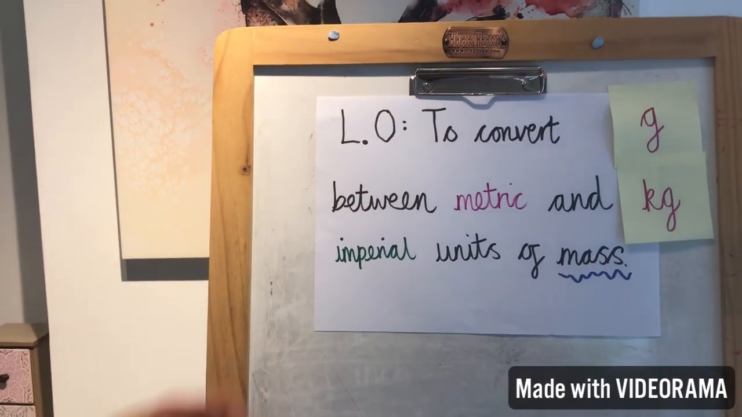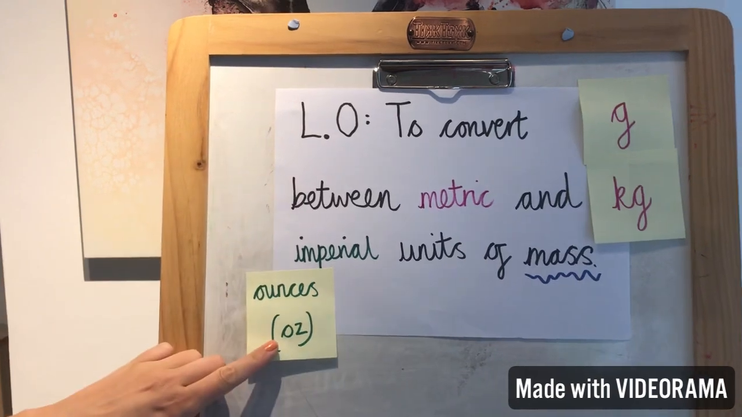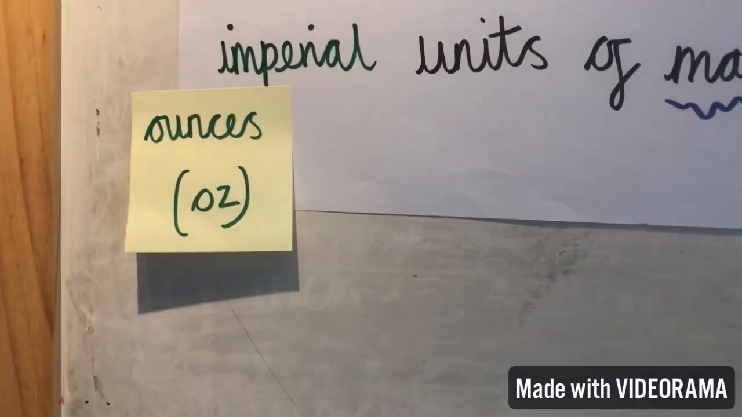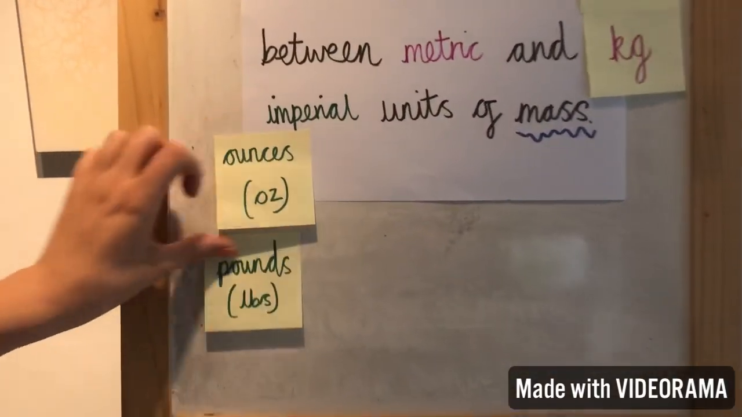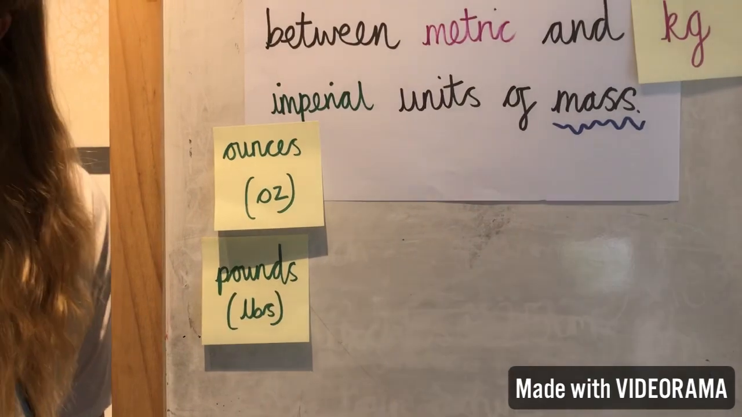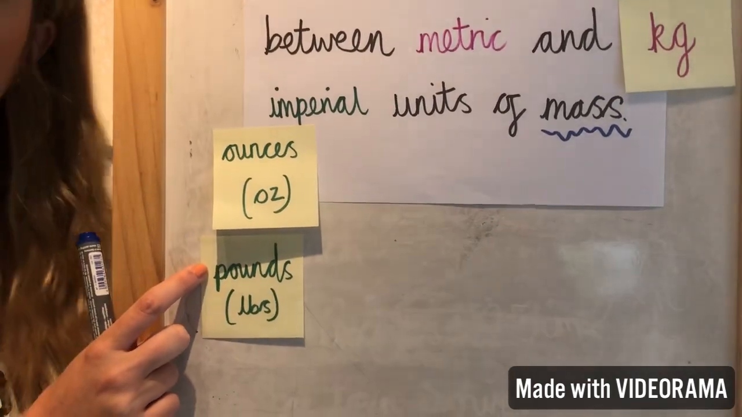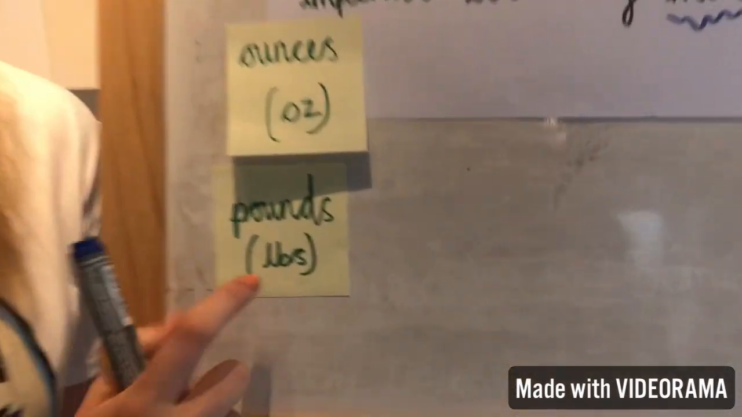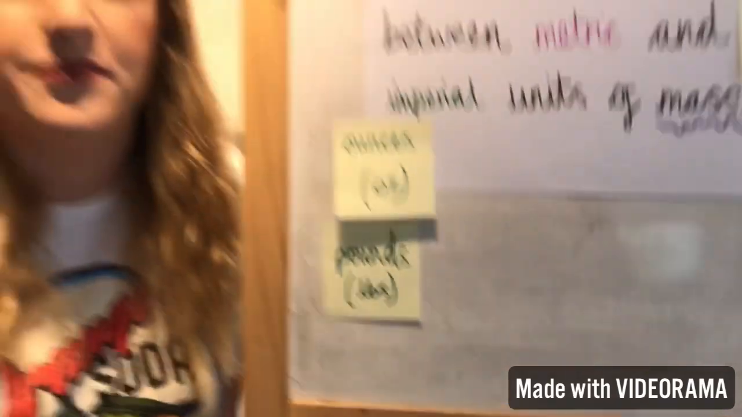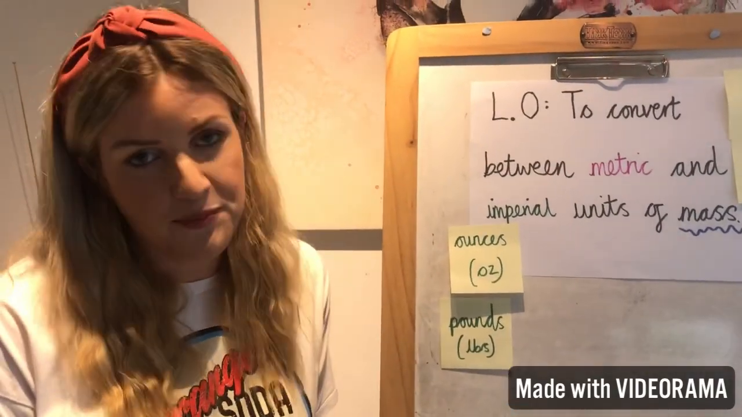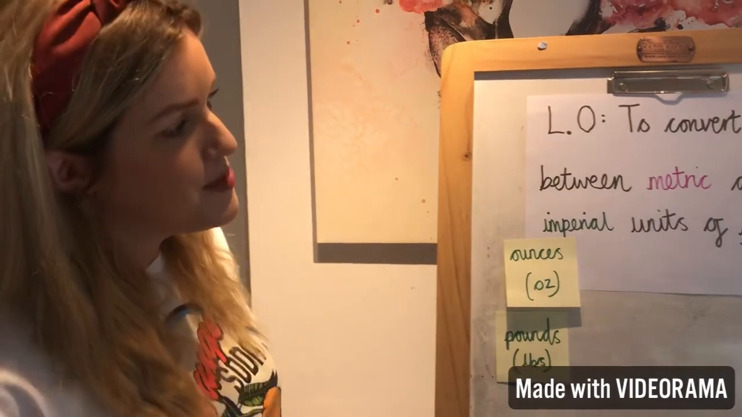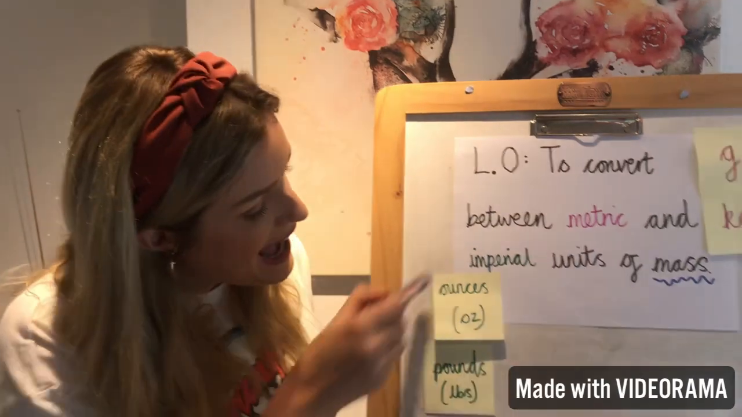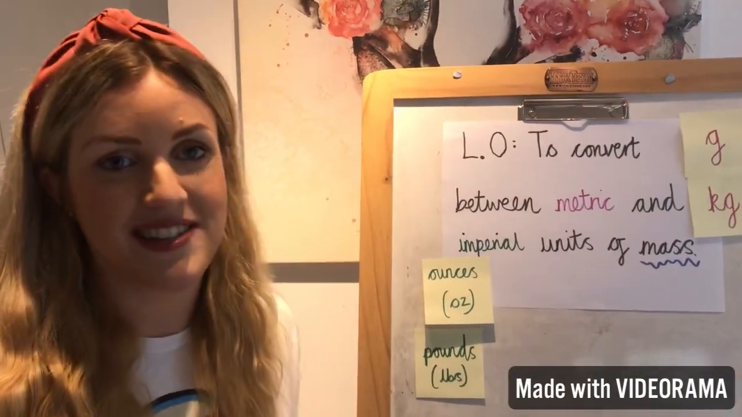And these are things like ounces, which are very, very light, and the shortcut for ounces is OZ, and then pounds. And pounds is a little bit confusing because it's not pound coins, it's got nothing to do with pound coins. And the shortcut for pounds is LBS. I know, okay? So today we're going to be converting between our metric units of mass and our imperial units of mass.